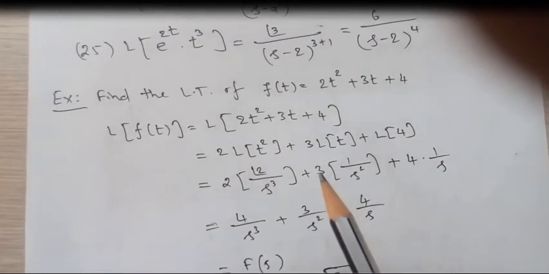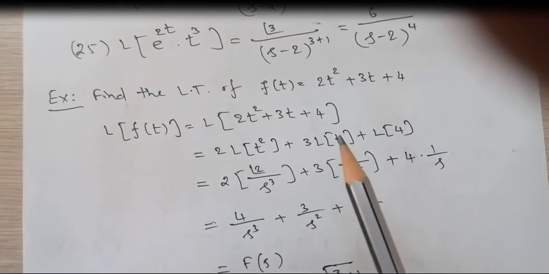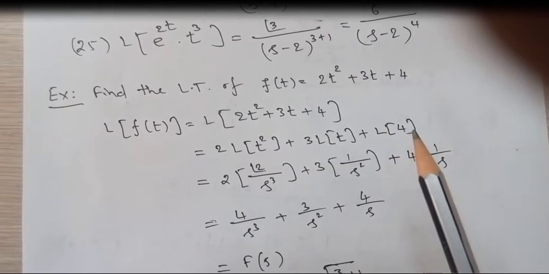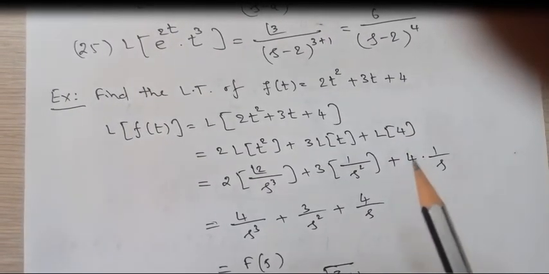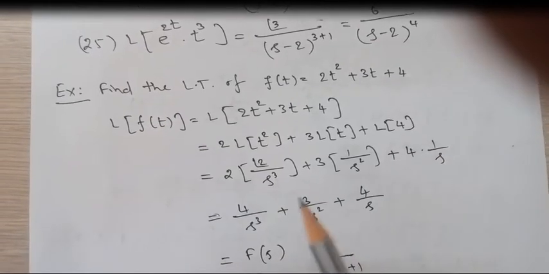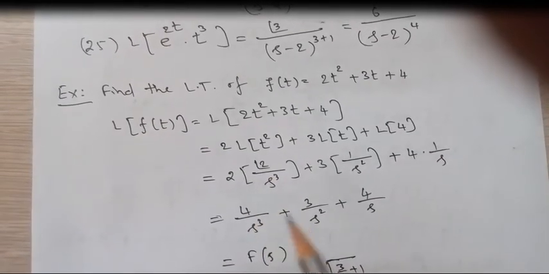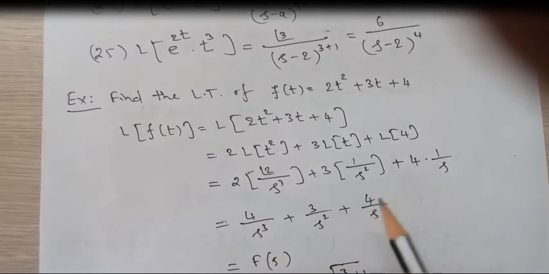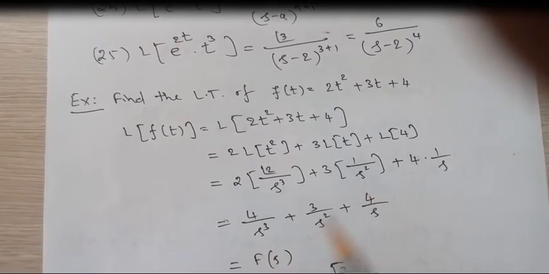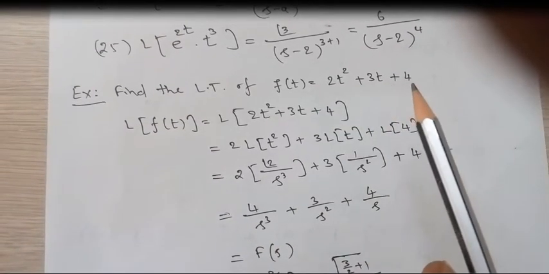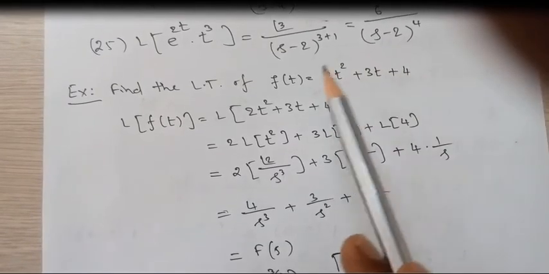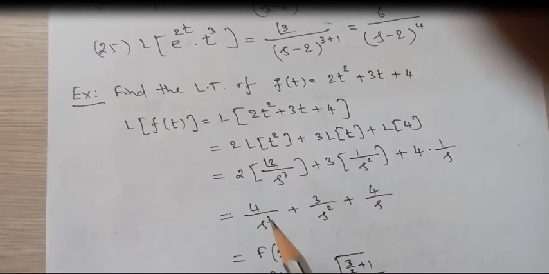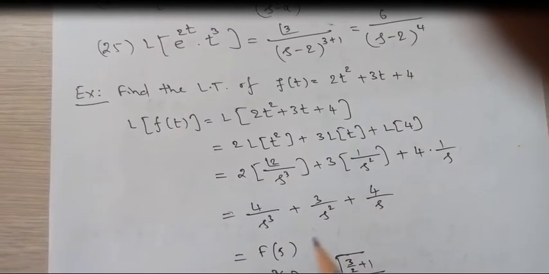Plus 3 times Laplace transform of t. N is 1, 1 factorial divided by s raised to 1 plus 1. Plus Laplace transform of 4 can be 4 times Laplace transform of 1. So 4 into Laplace of 1 is 1 by s. So 2 factorial into 2 is 4, 4 by s cube plus 3 by s square plus 4 by s. So which is F of s, that is the image function. So the input function is 2t square plus 3t plus 4. So this second degree polynomial in Laplace transform is 4 by s cube plus 3 by s square plus 4 by s.